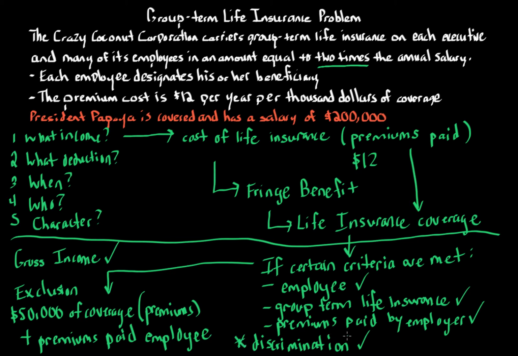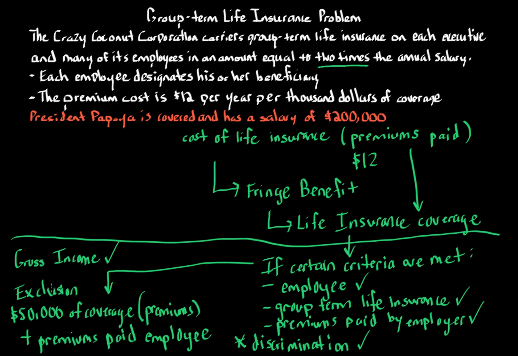Now we have to calculate the actual amount of the exclusion. Again, we're able to exclude up to $50,000 of coverage plus any premiums paid by the employee. President Papaya here is not paying any. The Crazy Coconut Corporation is paying all of it. And again, we're addressing the who question here, which is President Papaya. What portion does President Papaya have to include? So what we do here is we start by looking at the salary. The salary of President Papaya is $200,000.